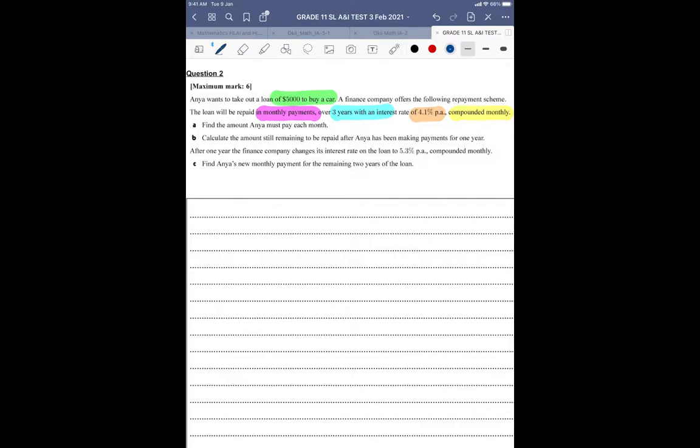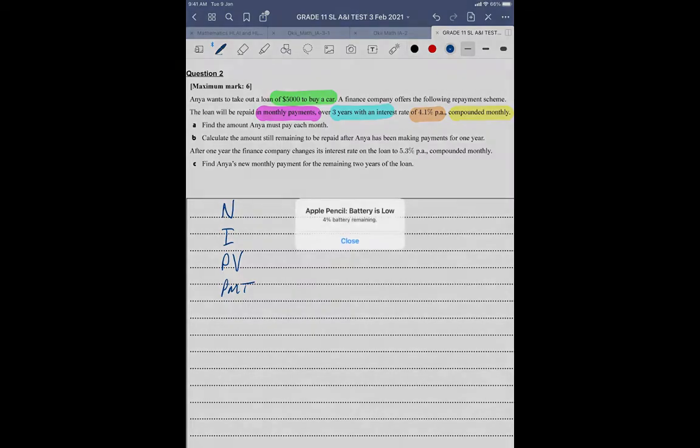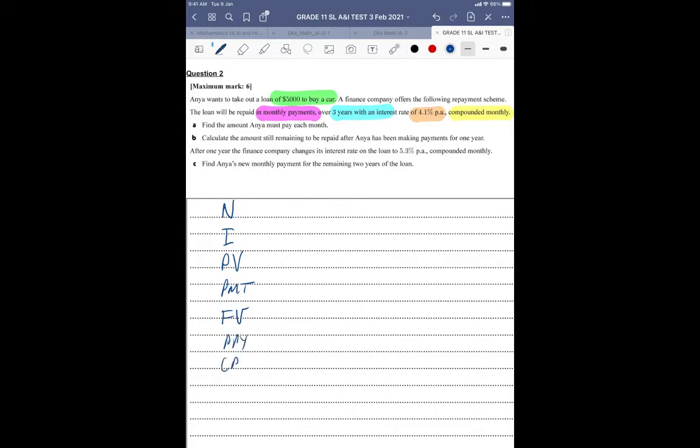When you get the Finance Solver out, you see that there's an N needed, there's an I needed. I'm not sure if this is in the correct order. There's a PV needed, there's a PMT needed, there's an FV needed, there's a PPY, and there's a CPY. Crikey, there's a lot of things needed, right? So let's have a look.